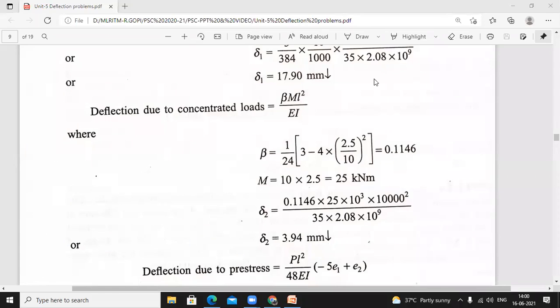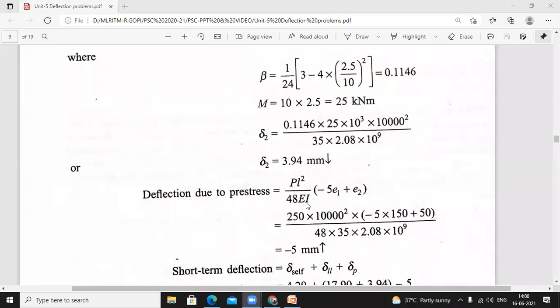Deflection due to pre-stress. So how to find deflection due to pre-stress? Under this condition, what is the formula? We already discussed it. If there are two eccentricities in the parabolic cable, one at the end and one at the middle, this is the formula: PL square divided by 48 EI into minus 5 E1 plus E2.